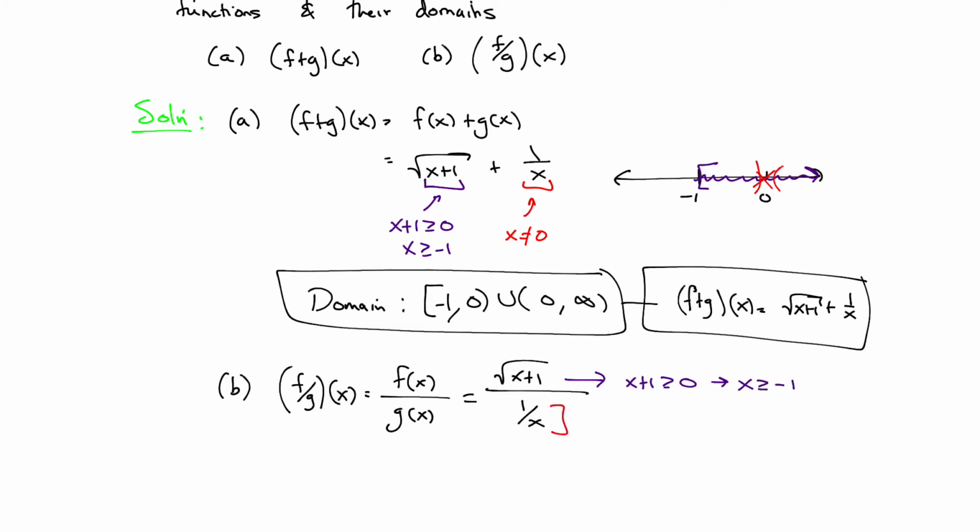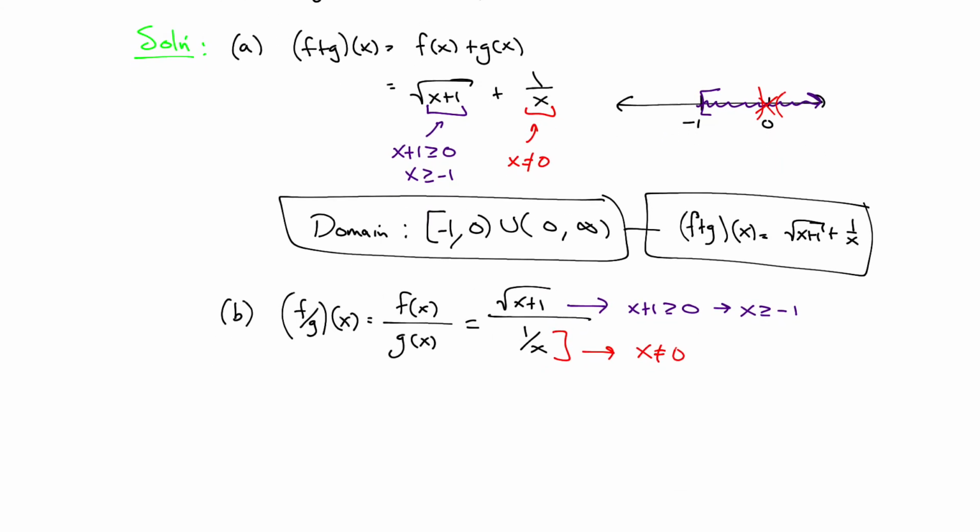And then from the denominator, it can't equal 0, right? Because this thing will never equal 0. But we need to make sure that the denominator does not equal 0. So we need to make sure that x can't equal 0. Otherwise, we'd have some number up here, and we'd be dividing that by something that's undefined. So those are our two conditions, which end up being actually the same conditions as above. So our domain is the exact same. It's going to be bracket negative 1 to 0, parenthesis, union, parenthesis 0 to positive infinity.